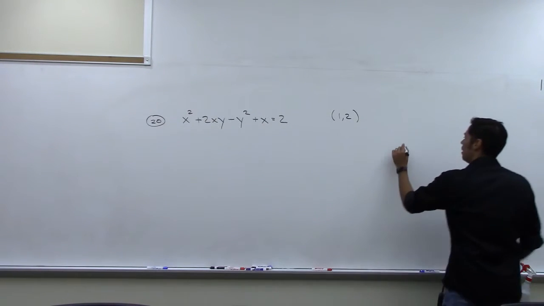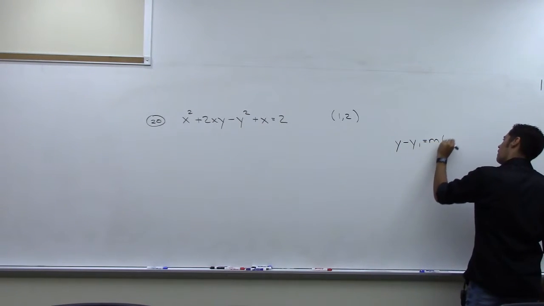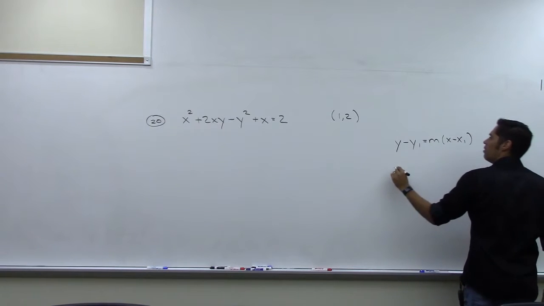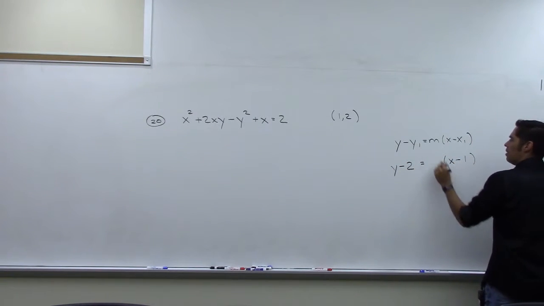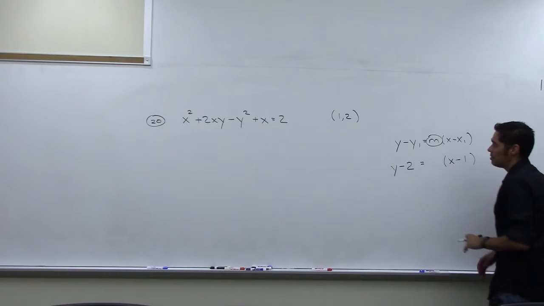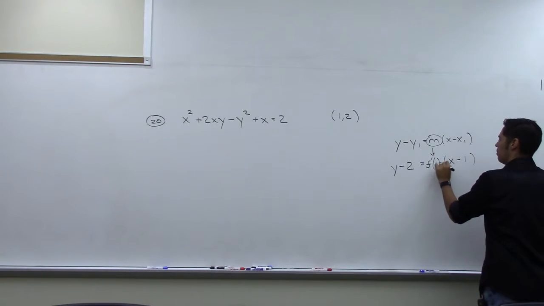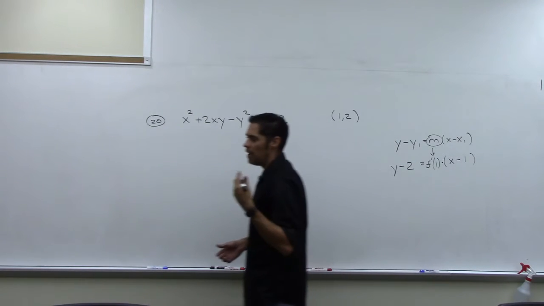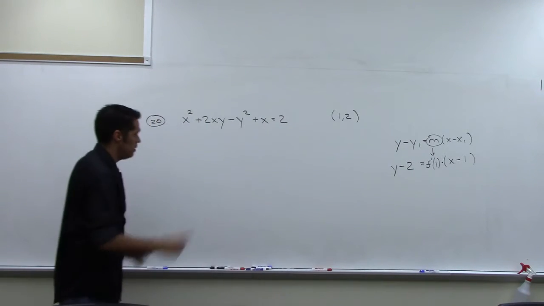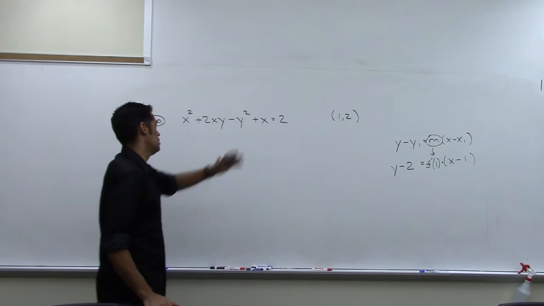So we already know to find the equation of the tangent line, we use this. We already know y1 is 2. We know x1 is 1. We just want to know what the slope of this line is. And to do that, we need to actually find the derivative at 1. Right? So in other words, we need to find dy dx at x is 1. So we need to find the derivative first. So let's find the derivative.